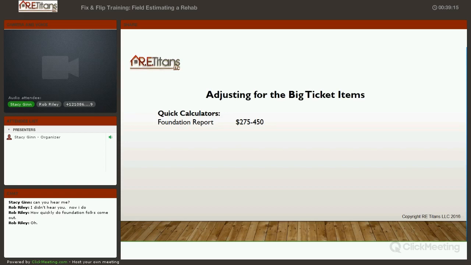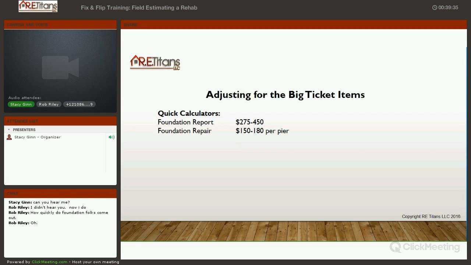At the end of the day, if it is going to need a foundation repair, it's going to be about a total of $450. And at the end of your foundation repair, you do want to get an engineer's report in addition to the warranty you'll get from your foundation company.